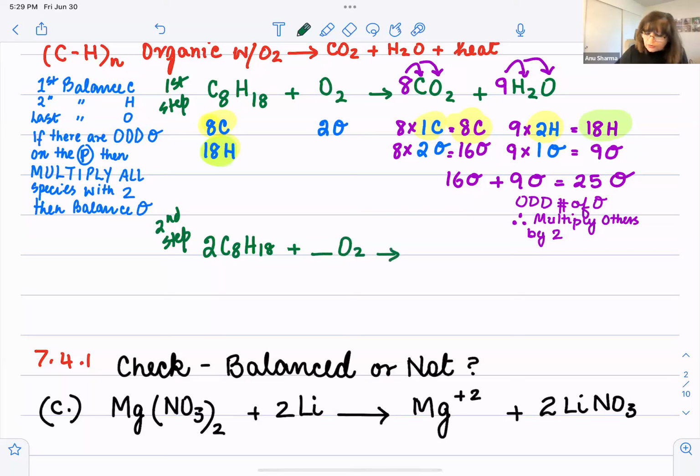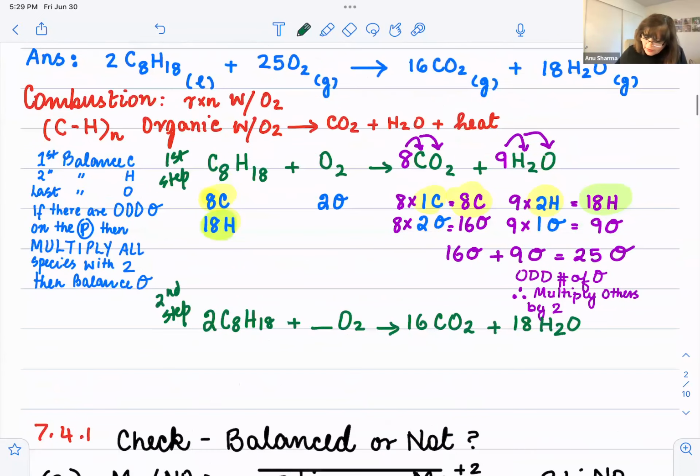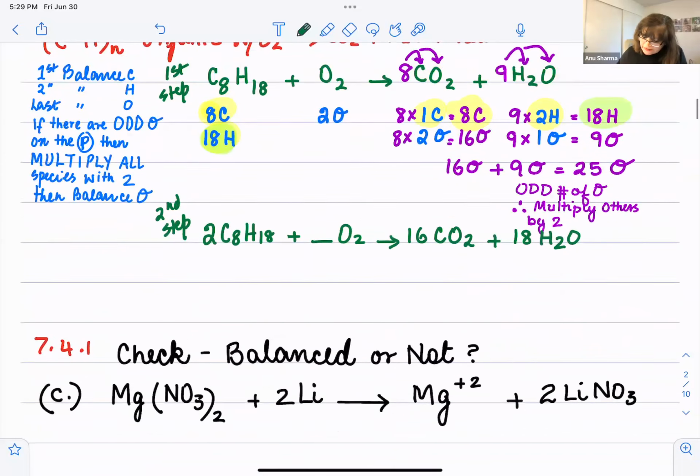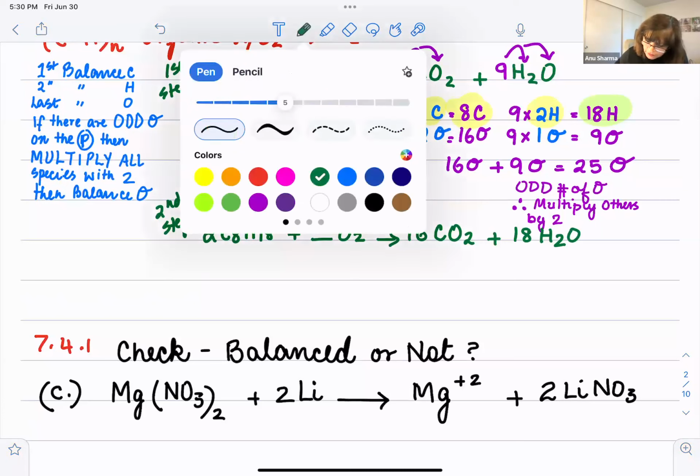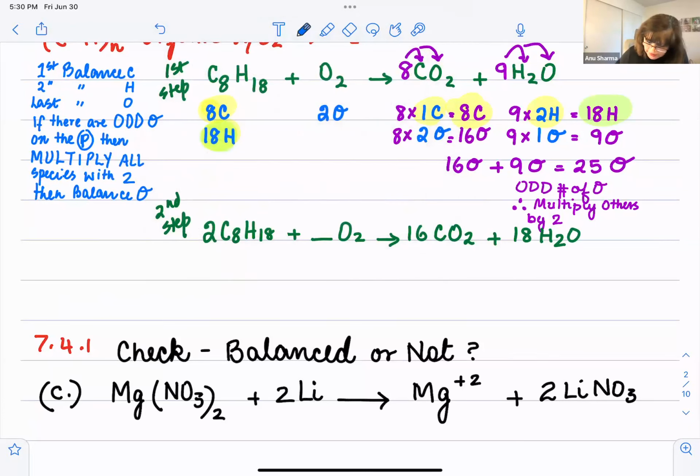Then it gives you 2 times 8. 2 times 8 is 16. So 16 carbon dioxide, and then 2 times 9 is 18, 18 H2O. So we now have 18 H2O and 16 CO2. Now what are we doing here? We are going to check one more time. How many? 2 times 8 is 16.